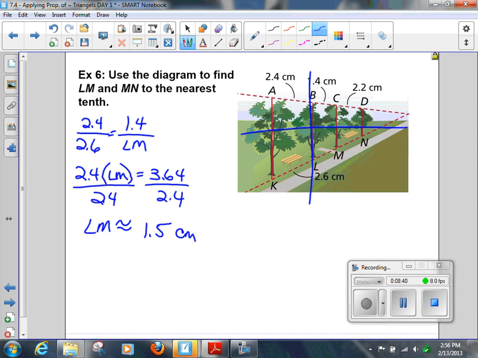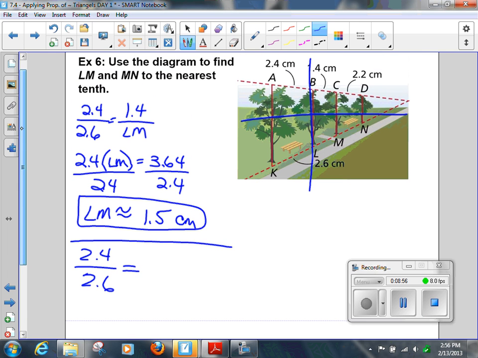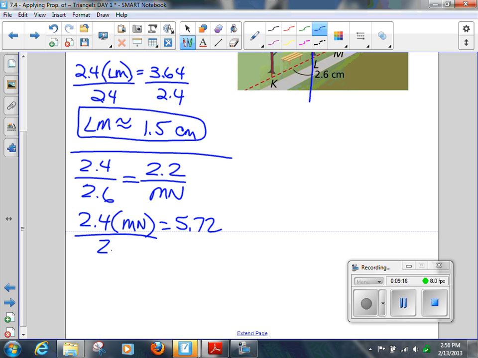How you gonna find MN? Let's see here. Summer, how do you find MN? 2.4 over 2.6 is equal to 2.2 over MN. All right, so let's go with it. 2.4 times MN. What's 2.6 times 2.2? 5.72. Divide both sides by 2.4.